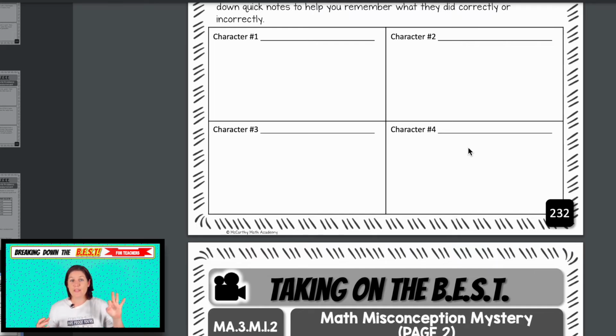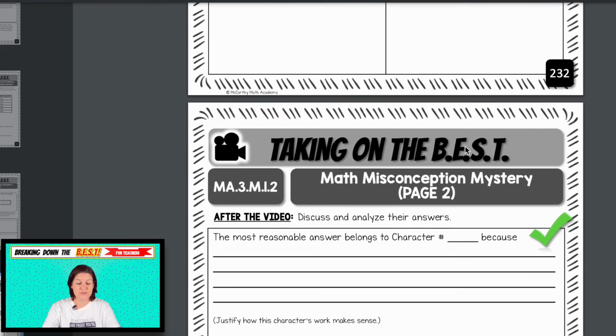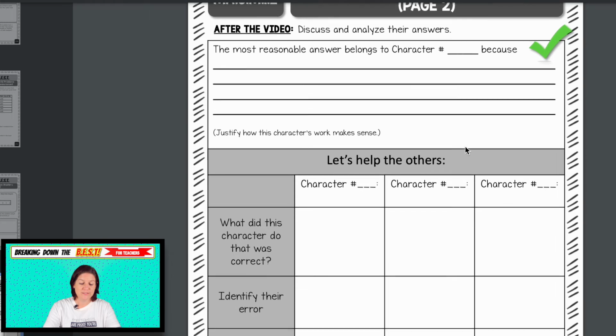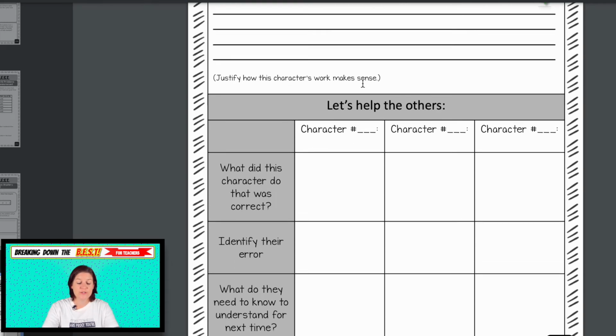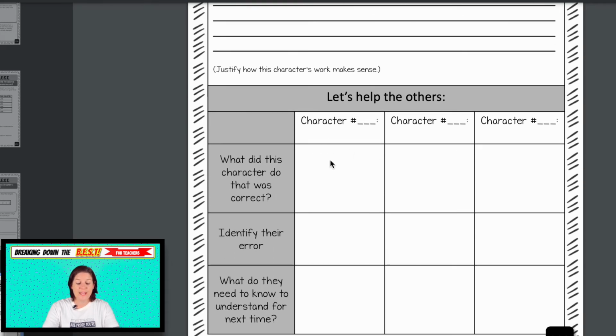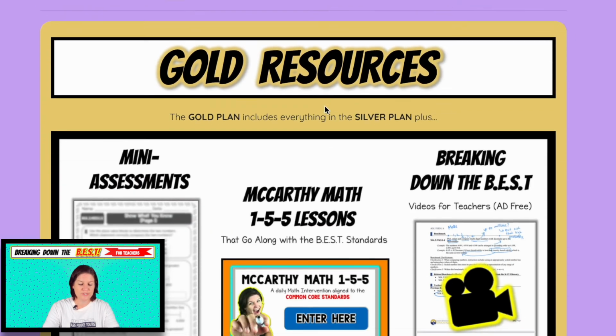3 of the characters will make a mistake that students tend to commonly make, and only one of them has the correct answer. So it's a really cool way to get your students talking and thinking and listening to the reasoning of others and really diving deep into that error analysis. It's super awesome. Then they'll complete this detective report, justifying who the most reasonable answer belongs to, and then also analyzing the work of the other 3 characters. Okay, students really love math misconception mysteries.